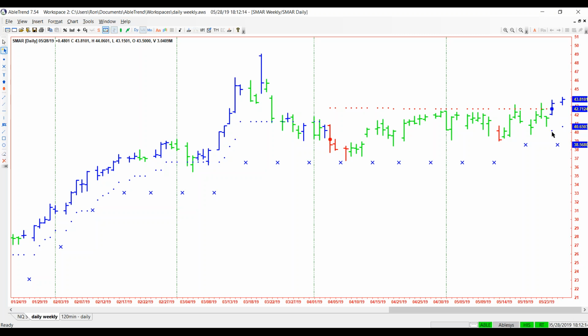Let's put a stop loss just a couple pennies under the bottom of that blue dot. So right around 40 is our stop. It's only at 43 and change. Not a lot of money at risk, worst case scenario.